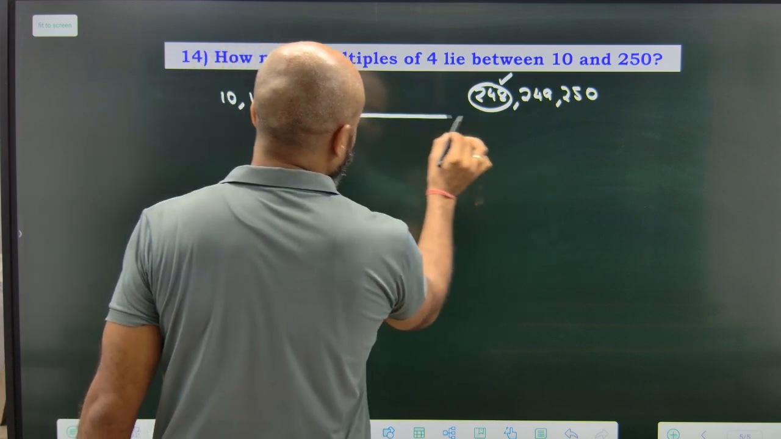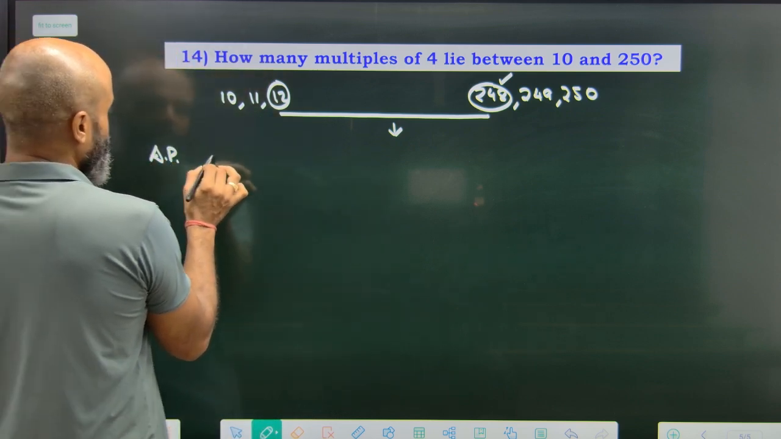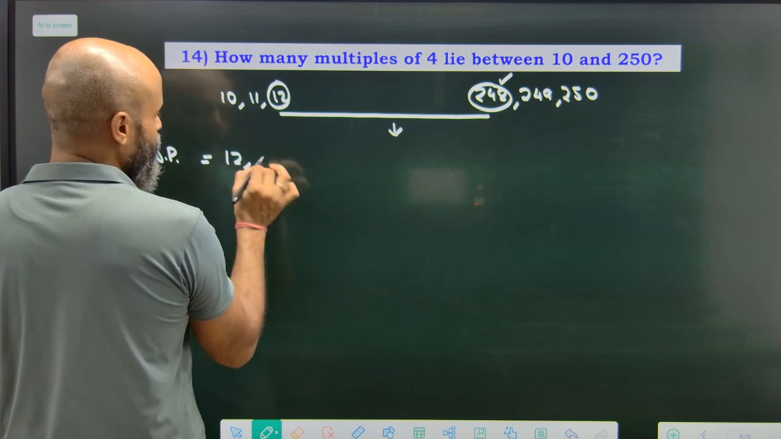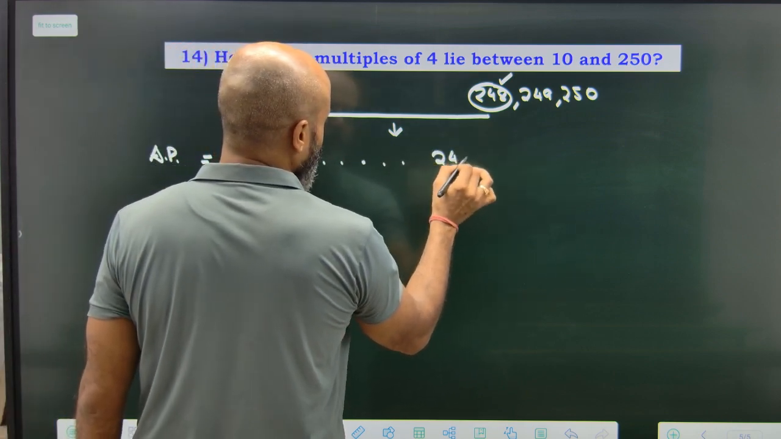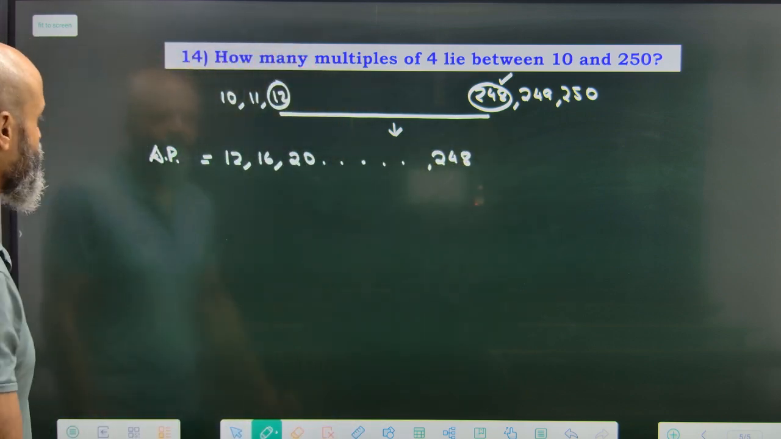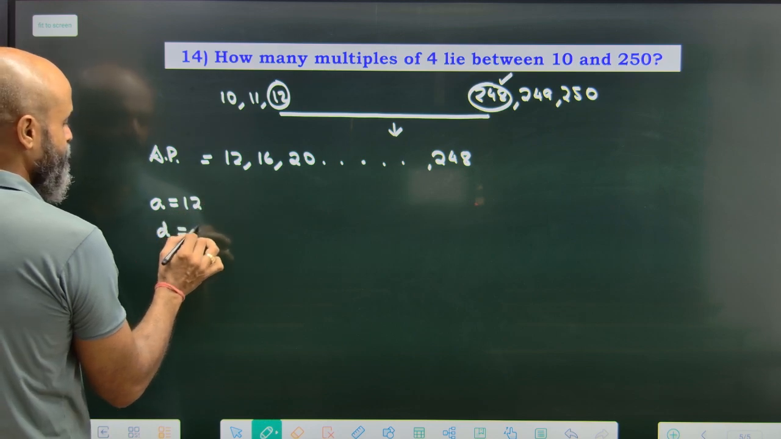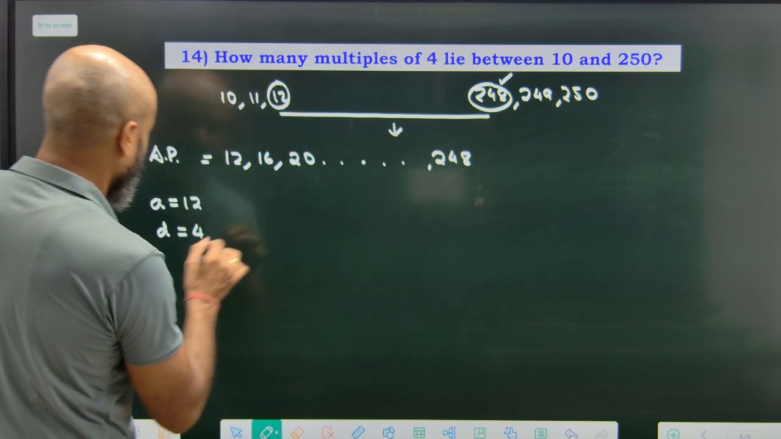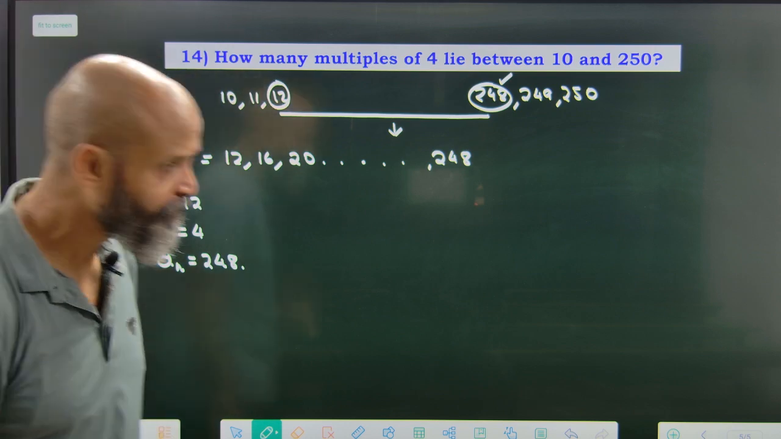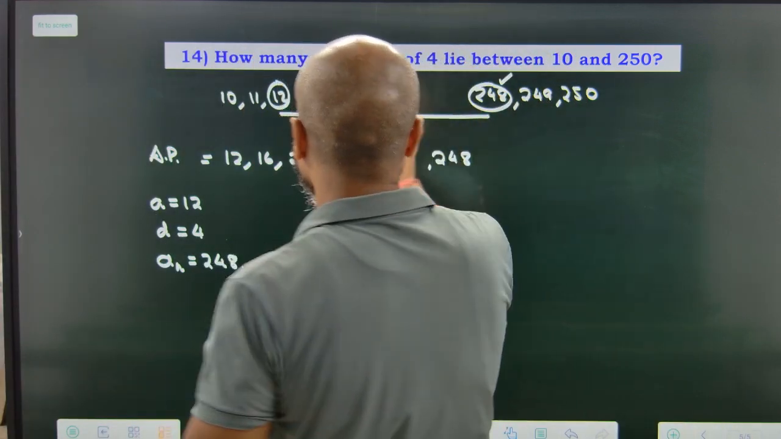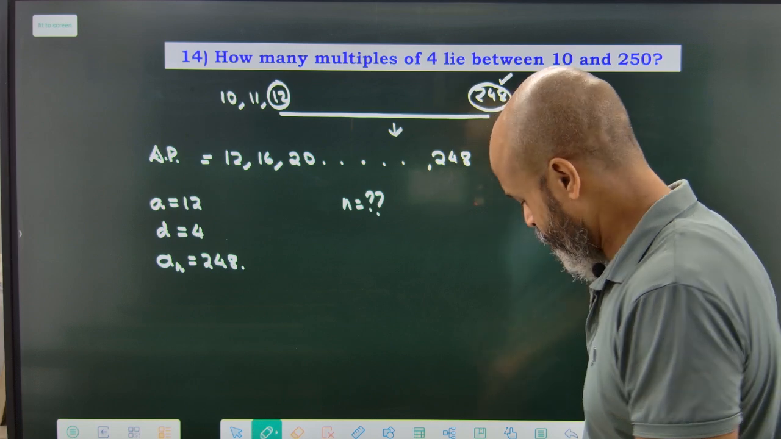So with this we will get an AP. The AP is starting from 12. Obviously the next number will be 16, then 20, and so on and so forth till 248. So here this is an AP with a is equal to 12 and common difference d is equal to 4. Obviously the last term here, that is an, is 248. So what we have to find out is the value of n. So how do we find this out?